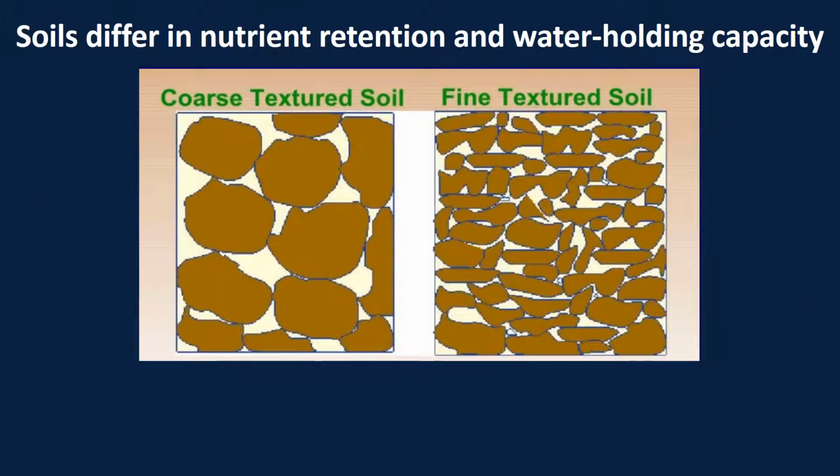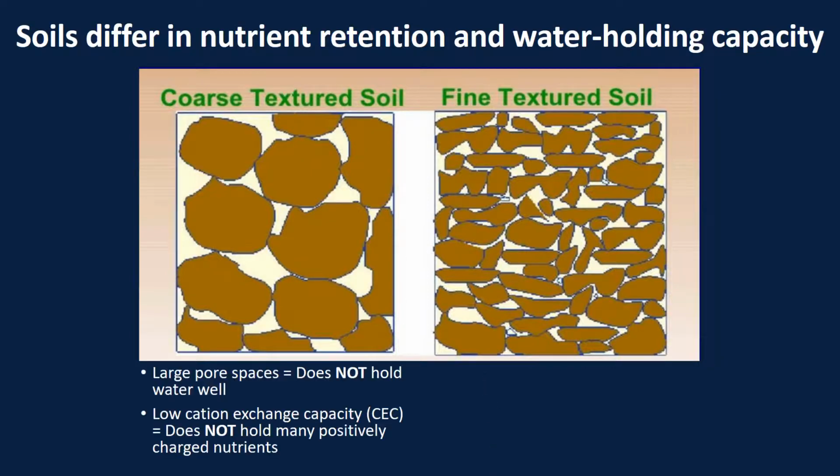So if we look here, we're going to get 2 contrasting soils. We have a coarse textured soil that has large particles in it and large soil pores, and we have a fine textured soil that has many small particles and many small pores. And that's going to lead to several different characteristics of these soils. First of all, if we look at our coarse textured soils, we see that we have large pore spaces compared to these smaller pore spaces over here in the fine textured soils.